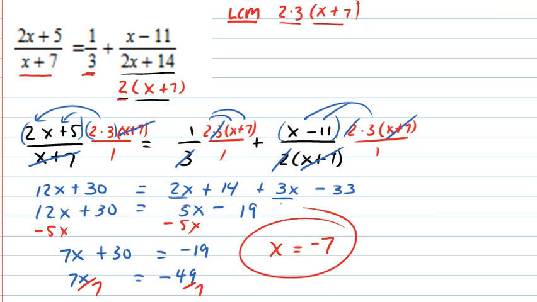Of course, you do want to go back to see if that makes any of the denominators 0, which I think it does. On the very first one, if you put a negative 7 in, it makes that denominator 0. Actually, it also makes this denominator 0, so we say that there's no solution. So after all of that, we find out there's no solution.